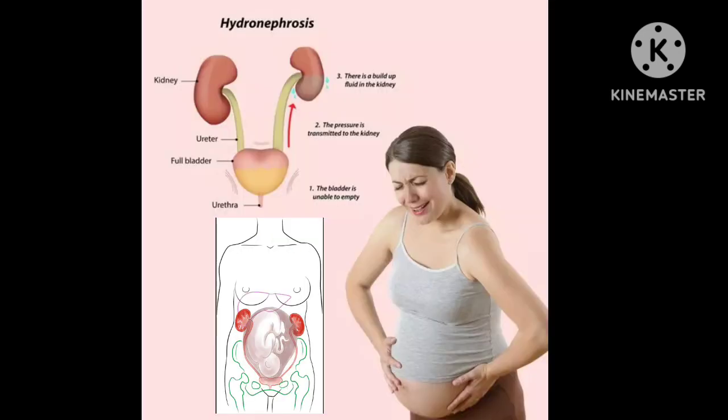Hydronephrosis or hydroureter is a normal finding in pregnant women. The renal pelvis and calyceal system may be dilated as a result of progesterone effects and mechanical compression of the ureters at the pelvic brim. Dilation of the ureters and renal pelvis is more prominent on the right side than the left side and is seen in up to 80% of pregnant women.